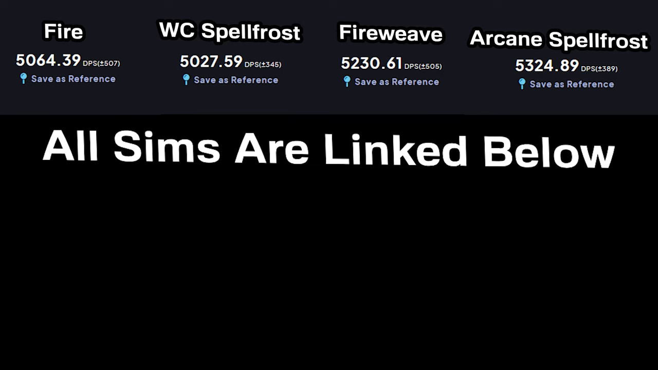Okay, so let's dive into the 4 builds. Keep in mind that these sims are based off full BiS. They are also with full raid buffs. Moonkins give us Dream State, which is huge for the Spellfrost specs. If you don't have a Moonkin, you will do a lot less DPS with the Spellfrost builds compared to Fireweave.